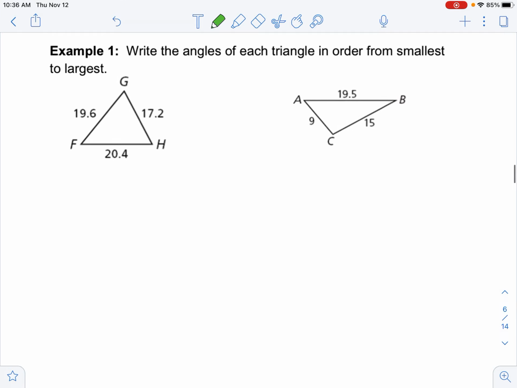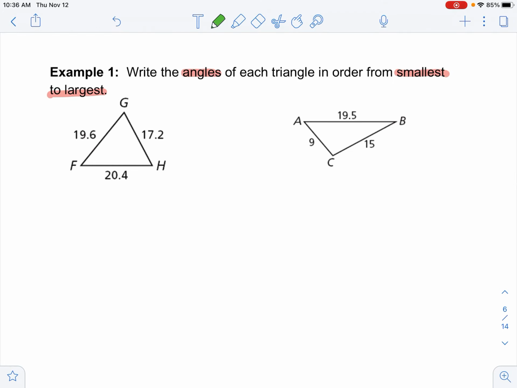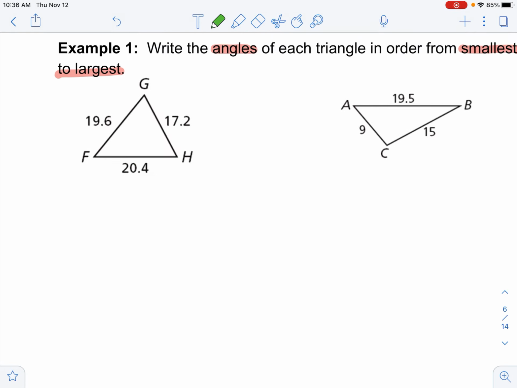Okay, so let's do a couple problems here that are super basic. Most people find these rather easy. So it says, write the angles of each triangle in order from smallest to largest. So first off, please don't give me the sides. The sides are labeled. I wouldn't ask you which is the biggest side. It's clearly this one. Okay, so I'm asking you the angles.